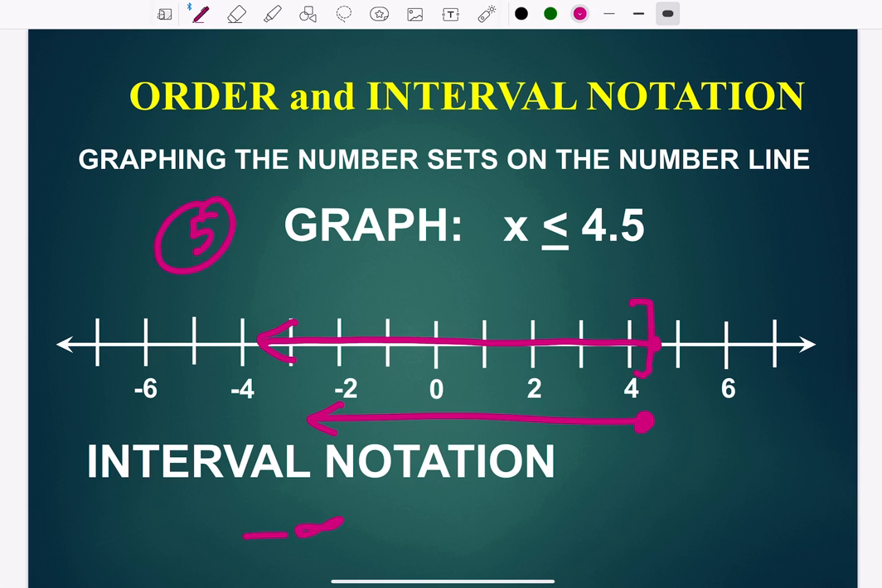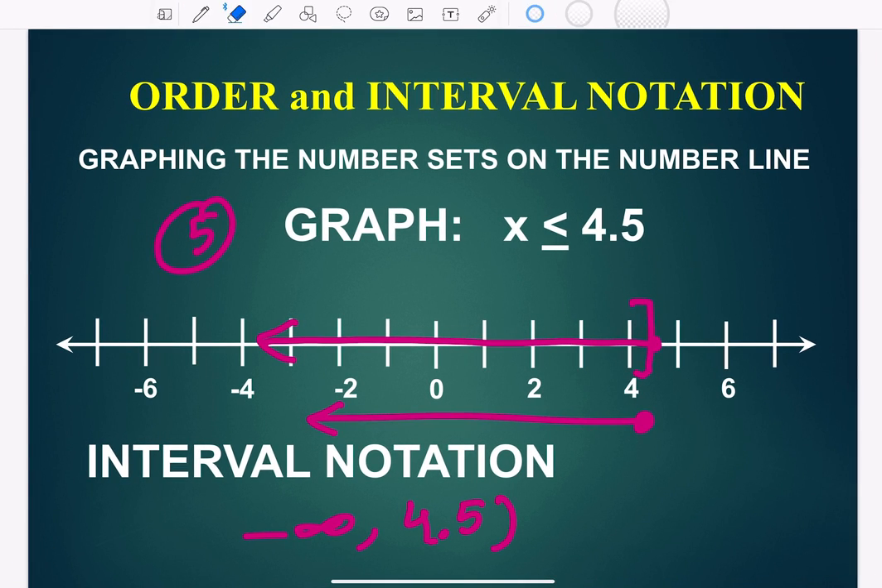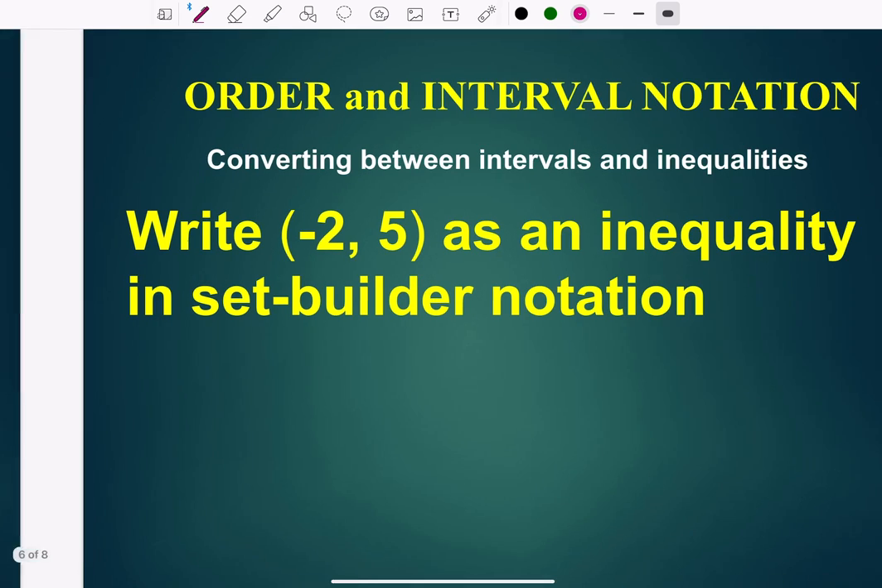To write it in interval notation, you want to start by writing the farthest value on the left-hand side. When we write interval notation, we must go from left to right. So -infinity to positive 4.5. 4.5 gets a bracket, and infinity gets a parenthesis. So all the values from -infinity to positive 4.5, including 4.5, will make this inequality true.